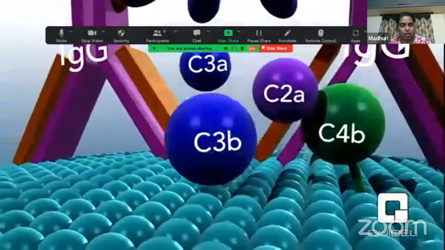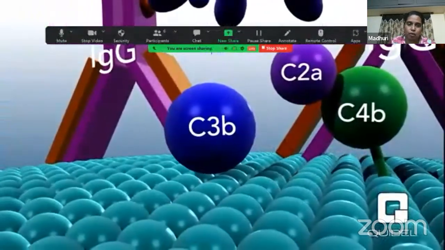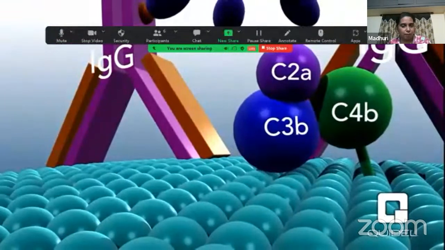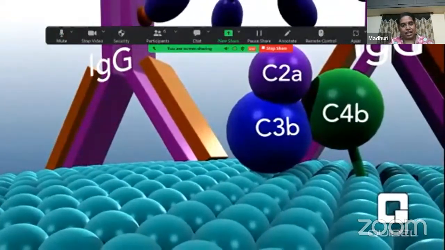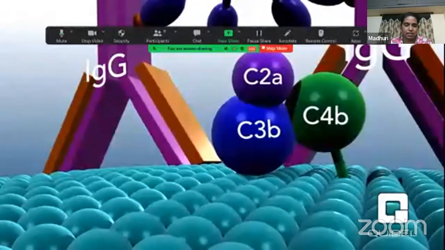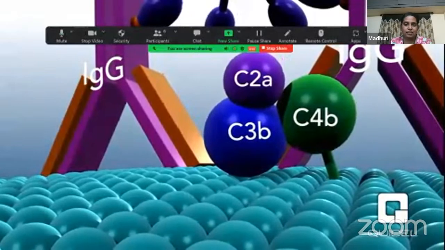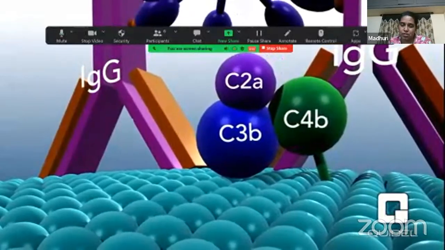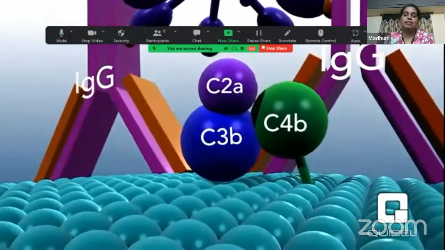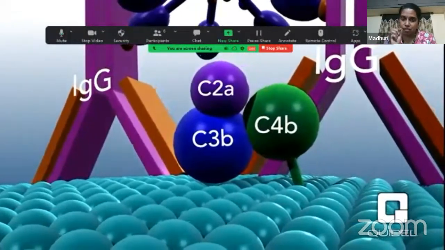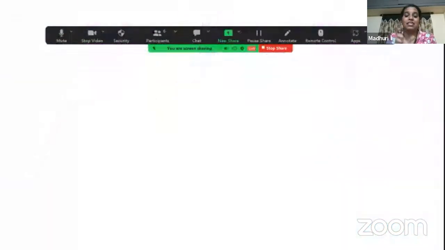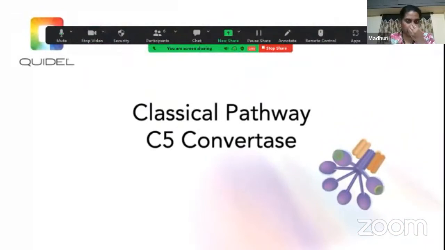Now the C3 molecule comes into the picture. This C3 molecule breaks up into C3a and C3b. C3b, being heavier, attaches to its friends, C4b and C2a. What is the next component which is coming? It is the C5 component. So this one, C4b, C2a, C3b, is called the C5 convertase.